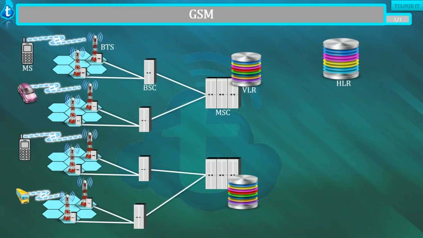Then the problem comes into our brain. The question is, why are we maintaining subscriber data at two places? One is at the MSC VLR and the other one is at the HLR.